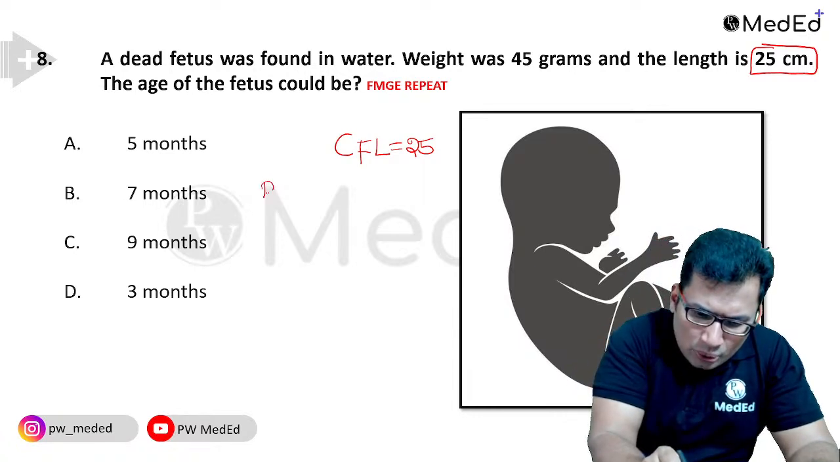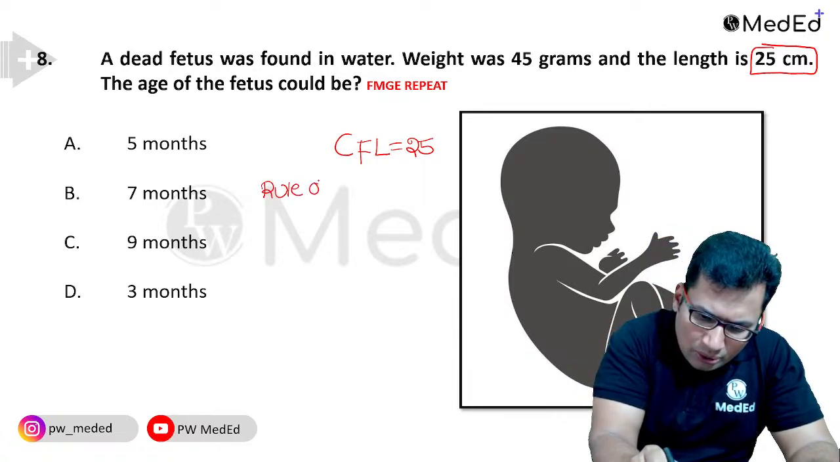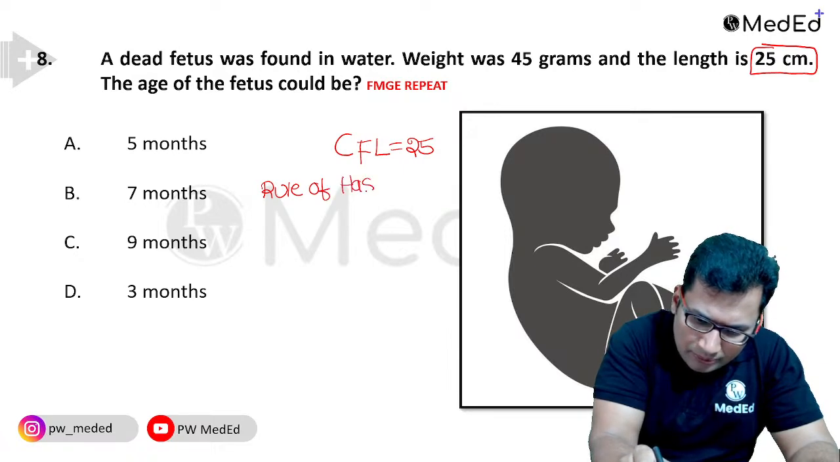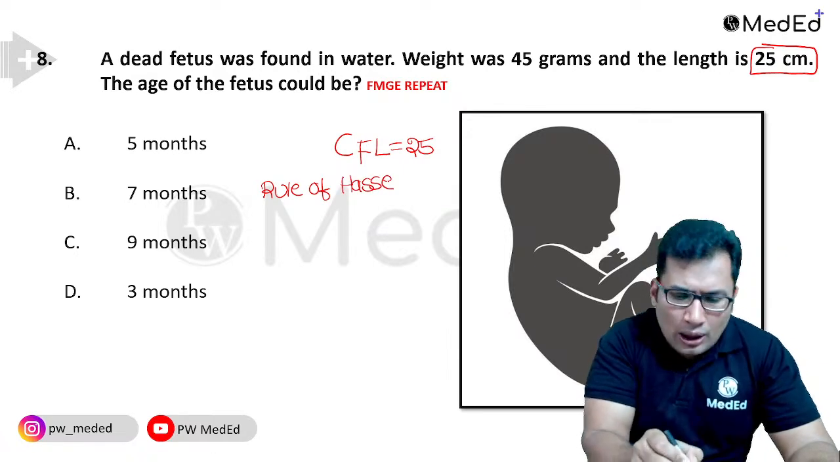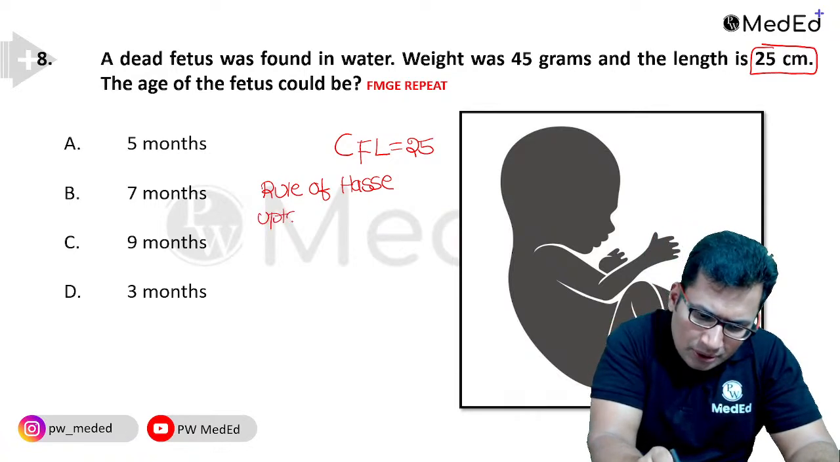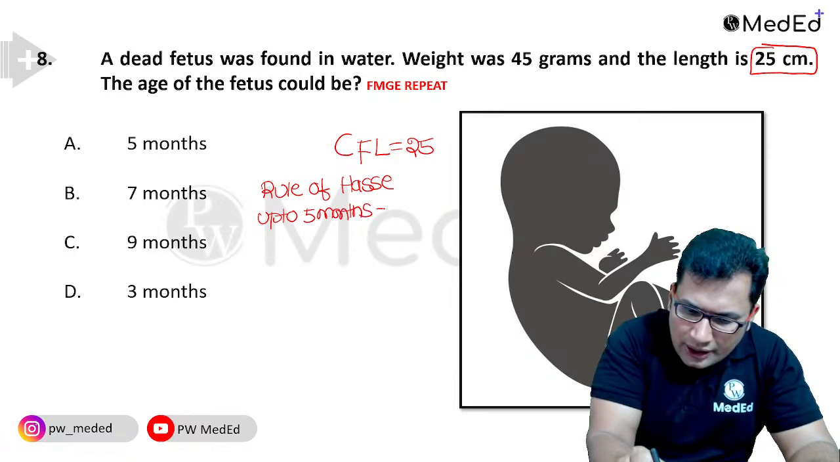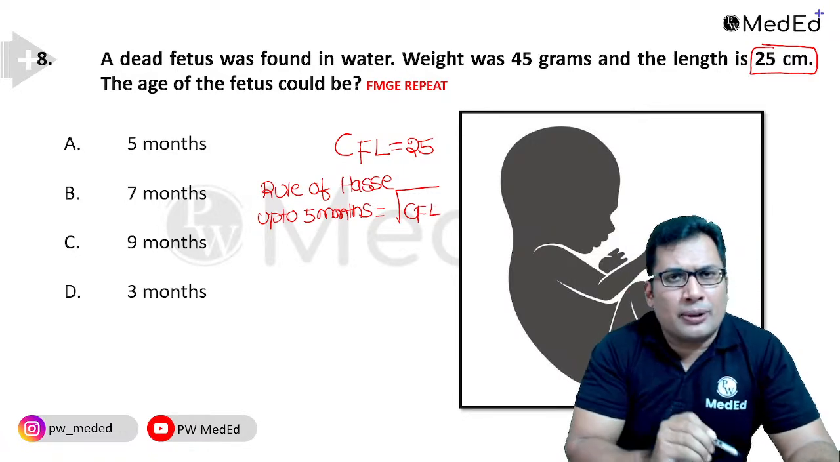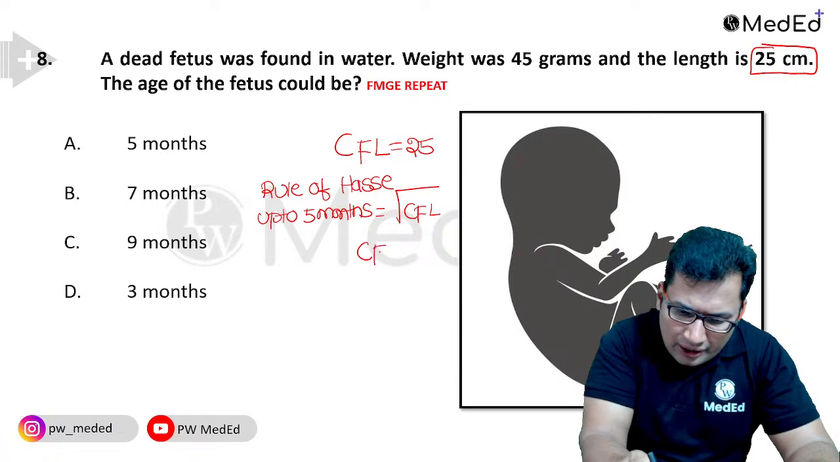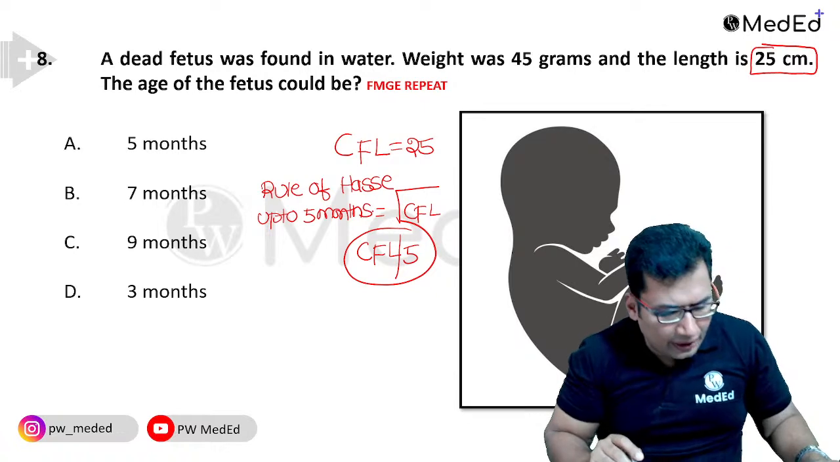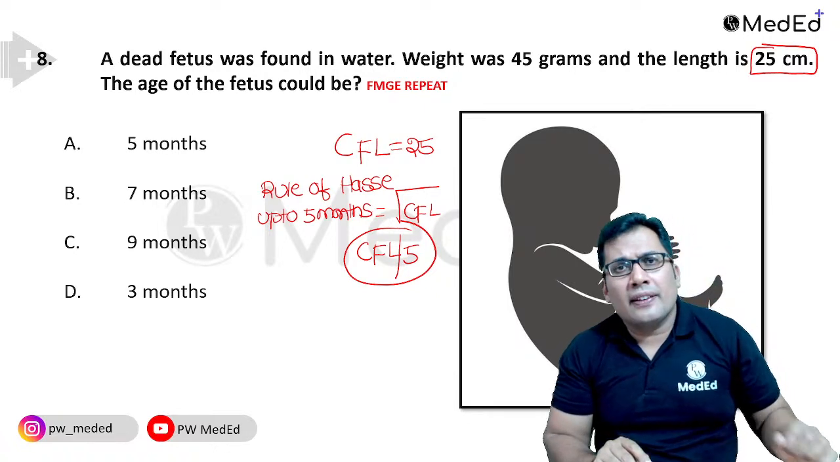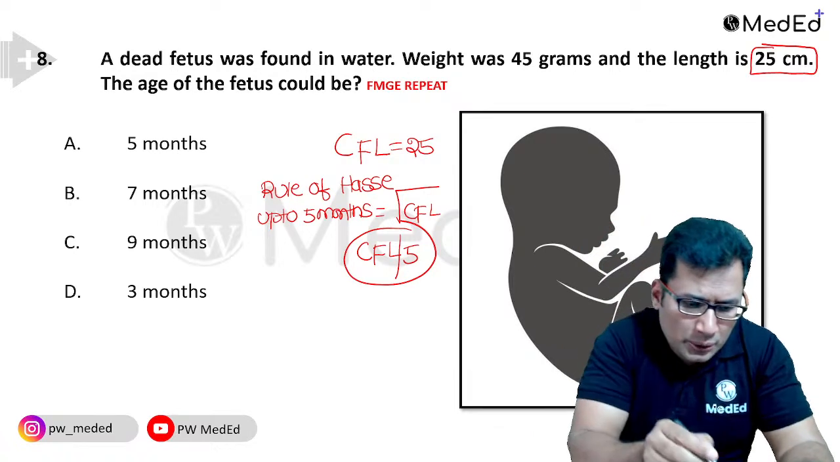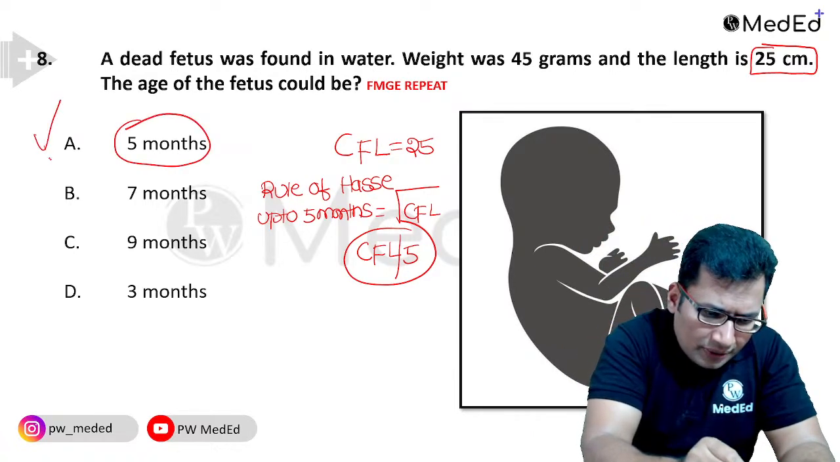So for this you must know the rule of Hasse. What is the rule of Hasse? Up to 5 months, it is the square root of CFL. After 5 months, it is CFL divided by 5. What is the answer? Try this now. Here it is 25. Square root of 25 is 5. The answer should be 5 months, which is the correct answer.